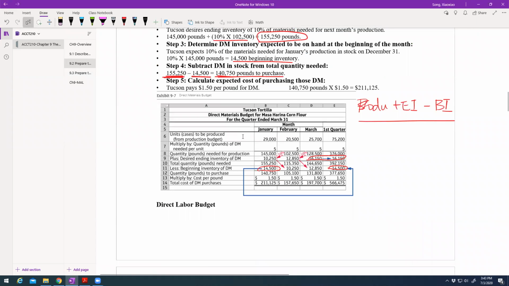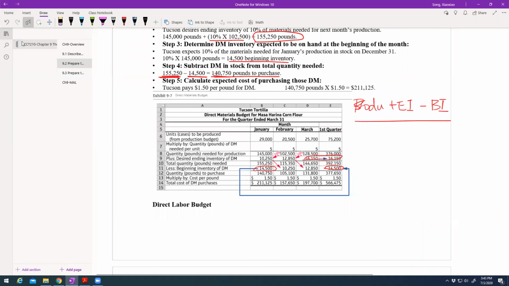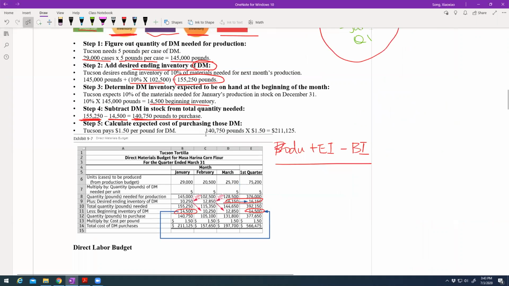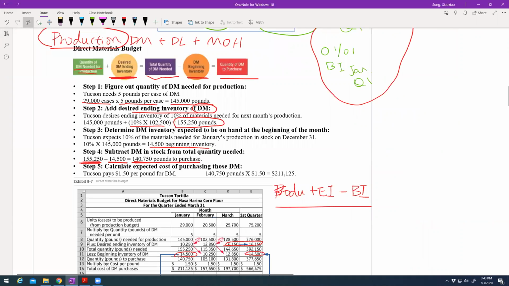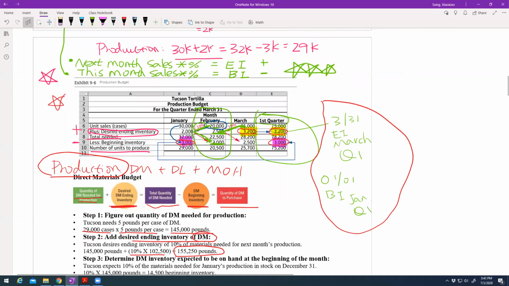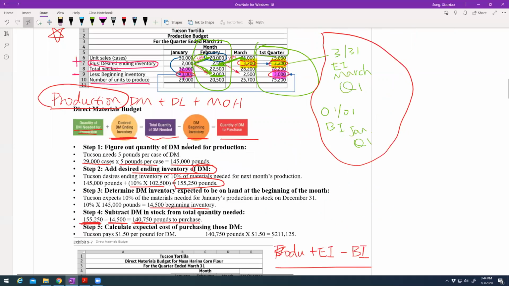The reason is, as I said, you will not be tested on all the calculations, so I don't want you to spend too much time on the detail. But read your textbook and watch the video, just in case you have a multiple choice. And we also said that for the first quarter, the ending inventory is the ending inventory of March, and the beginning inventory is the beginning inventory of January.